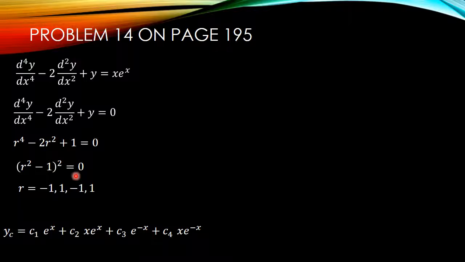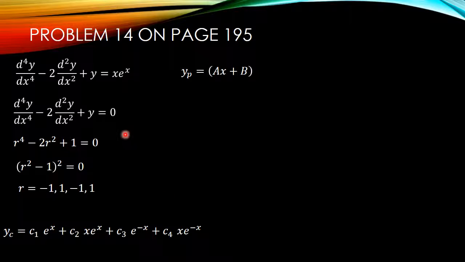So here's the root for r equals 1 there. Here's another root for r equals 1, but I have to multiply by one independent variable. And then here's my root for r equals -1. And then here's my second root for r equals -1 and multiplied by another independent variable. So let's find the particular solution now.